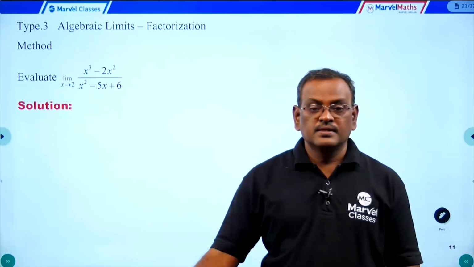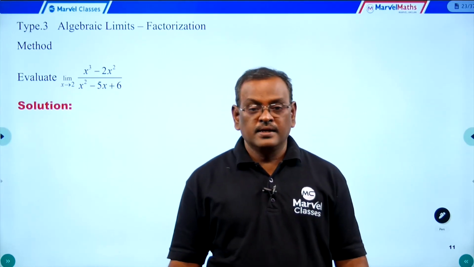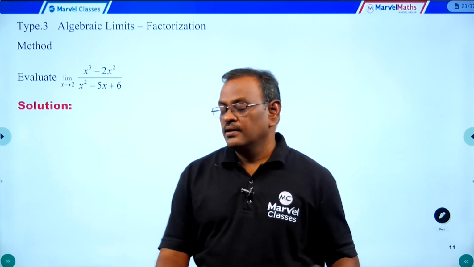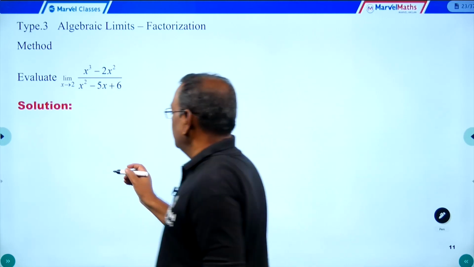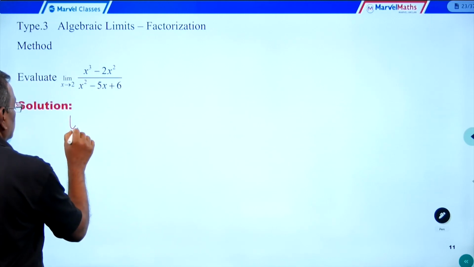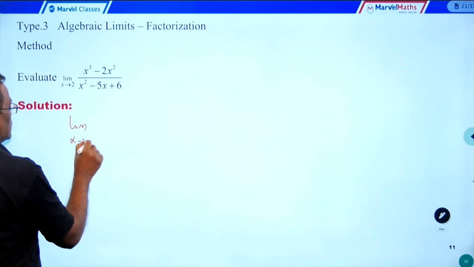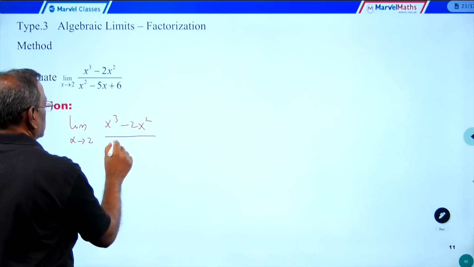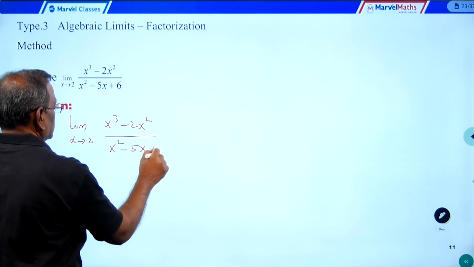Hello students, this is another type of algebraic limits, solved by using the factorization method. The given question is limit x approaches 2 of x cube minus 2x square by x square minus 5x plus 6.